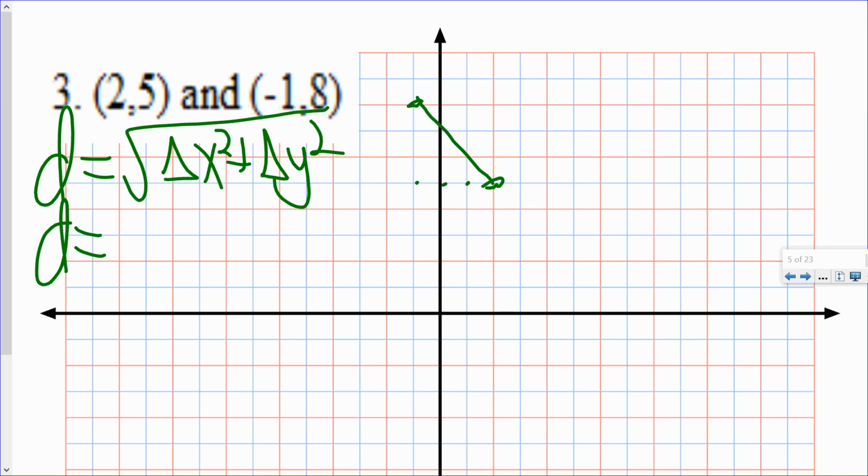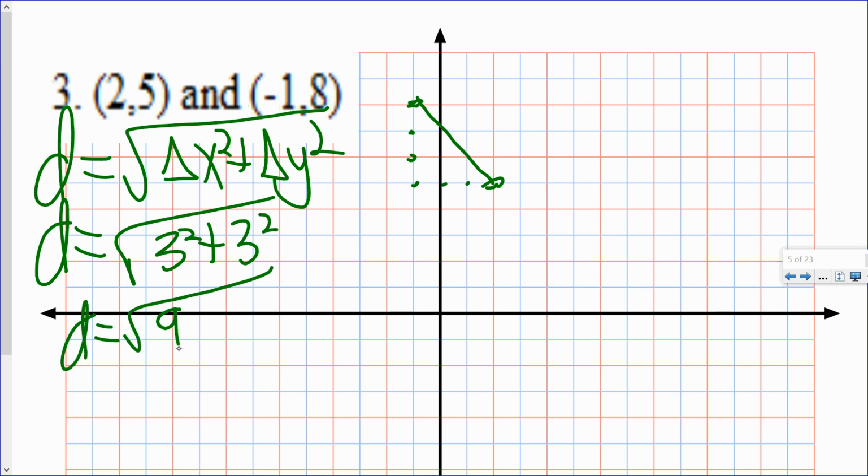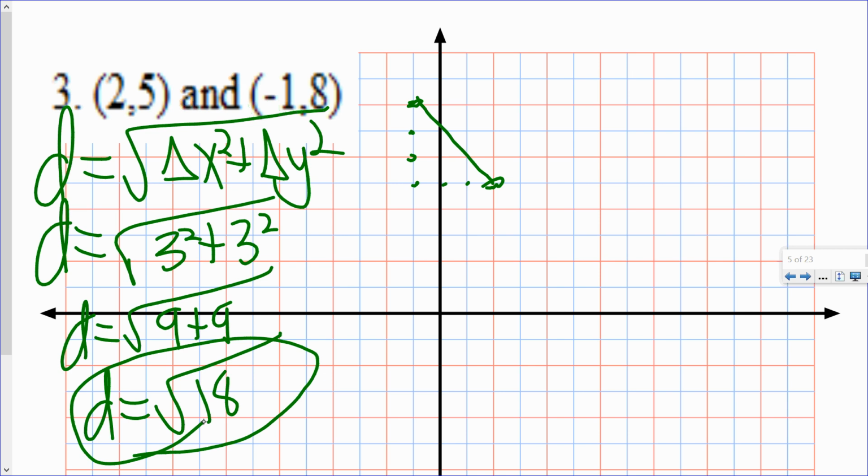One, two, three. That's delta x. One, two, three. That's delta y. 3 squared is 9. 3 squared is 9. 9 plus 9 is 18. I can't take the square root of 18, so I'll leave it like that.